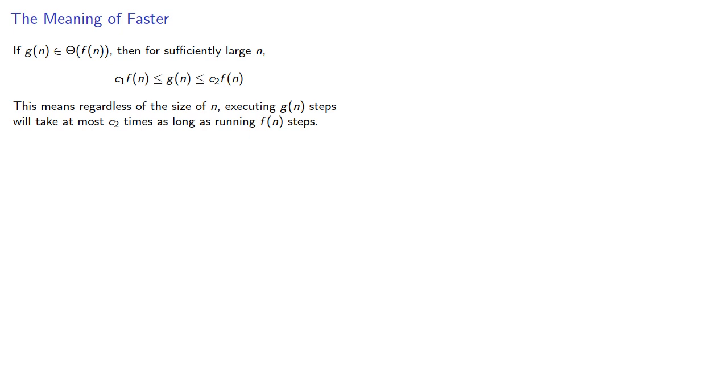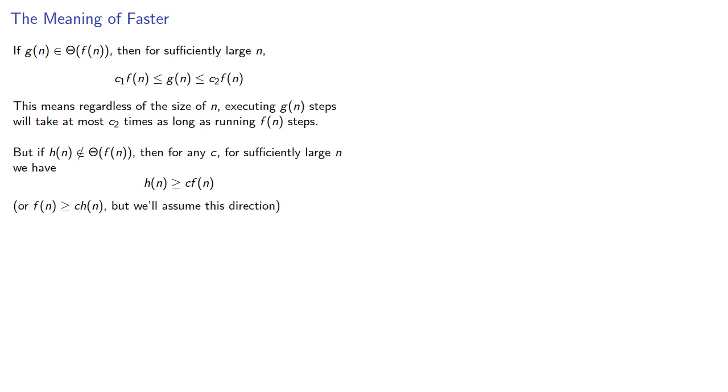This means regardless of the size of n, executing g of n steps will take at most c2 times as long as running f of n steps. But if h of n is in a different order, then for any c, for sufficiently large n, we'll have h of n greater than or equal to c f of n, or f of n greater than c h of n, but we'll assume this direction of the inequality.